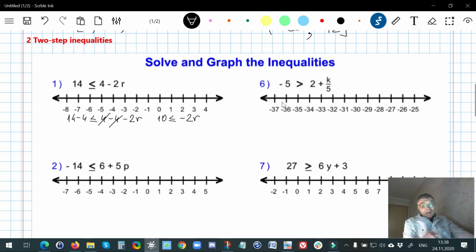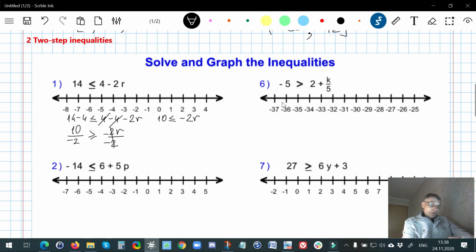And the second step, as you understand, is to divide by negative 2. Again, we have to remember, this is the only thing to remember when we solve inequalities, the only difference if we compare the process of solving inequalities and equations. So when we divide, we have to change our sign, flip it. 10 over negative 2 is greater than negative 2r over negative 2. And negative 2 cancels.